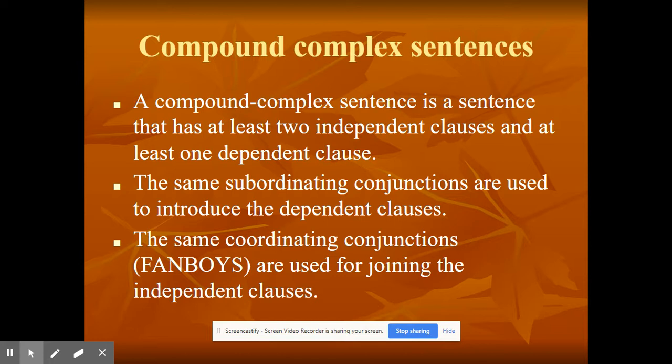Compound complex sentences. A compound complex sentence is a sentence that has at least two independent clauses, or complete thoughts, and at least one dependent clause. At least one. The same subordinating conjunctions are used to introduce the dependent clauses, and you are still using FANBOYS when joining independent, complete thoughts.